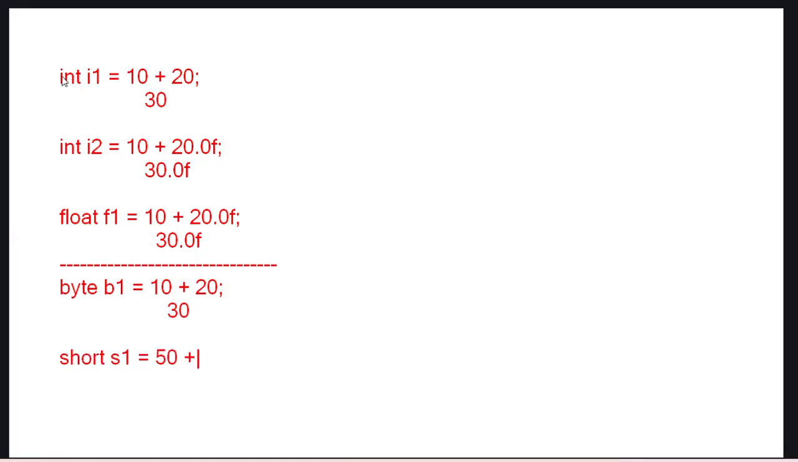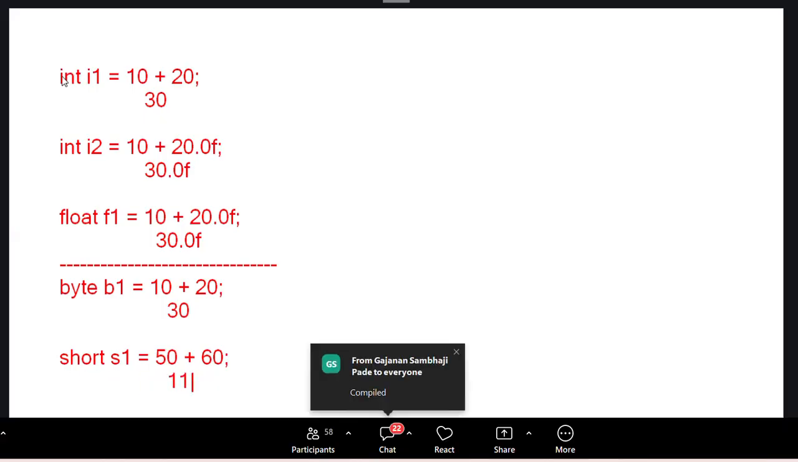Okay. Next, short. S1 equal to 50 plus 60. Compile or not compile? Compile. 50 plus 60 is 110. 110 is in the range of short. Yes. Compile. Ready? Next point, compulsorily give a wrong answer.